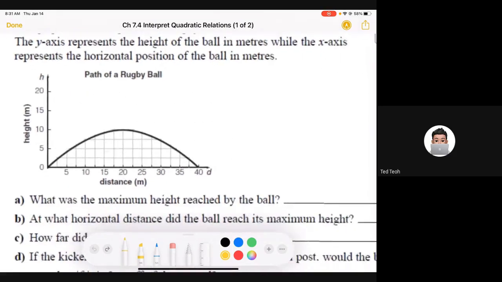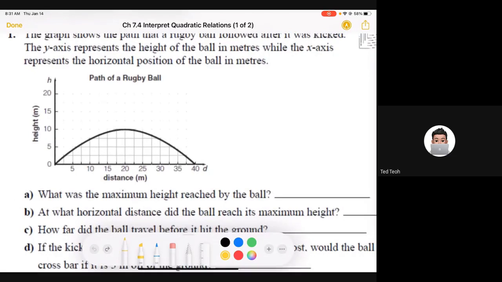Okay, so let's read question 1a. Question 1a says, what is the maximum height the ball reaches? So they're not talking about how far it went, because that would be the horizontal distance. They're talking about height. I'm going to highlight it here, the height. They want to know how high the ball went.